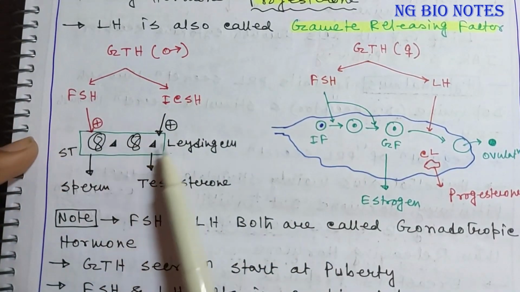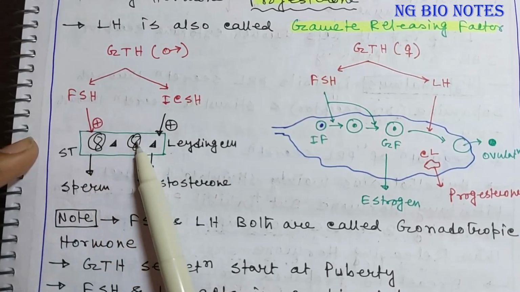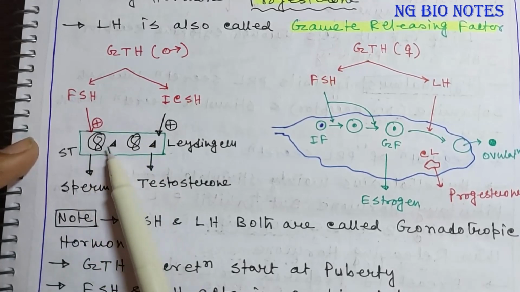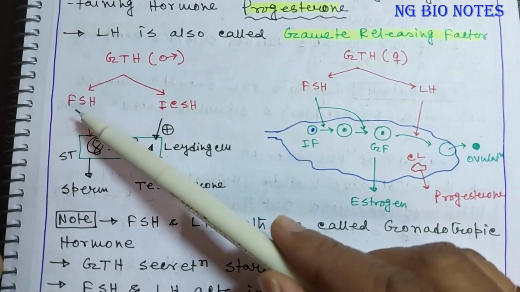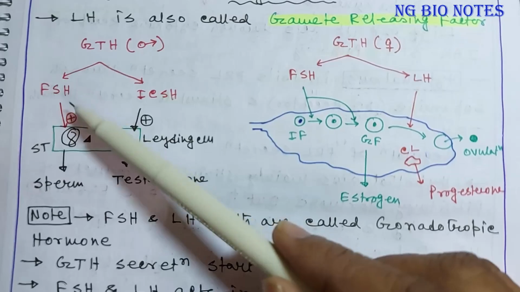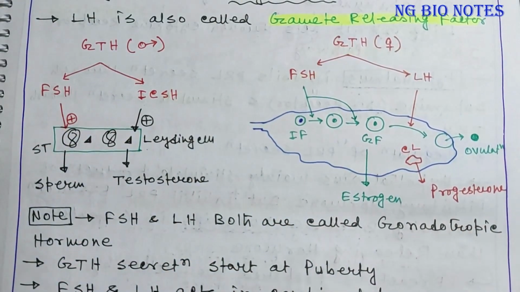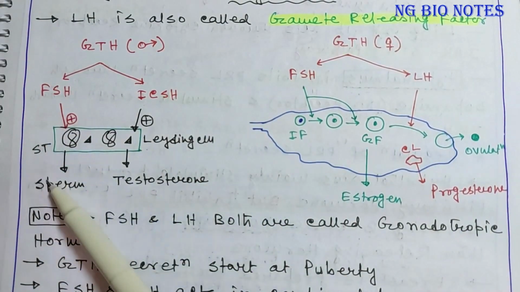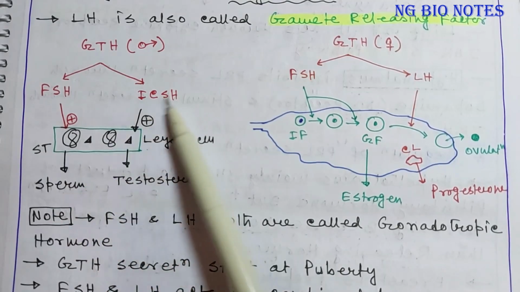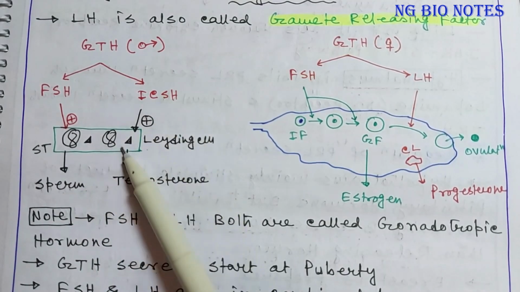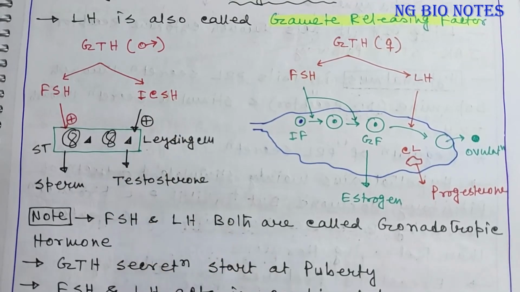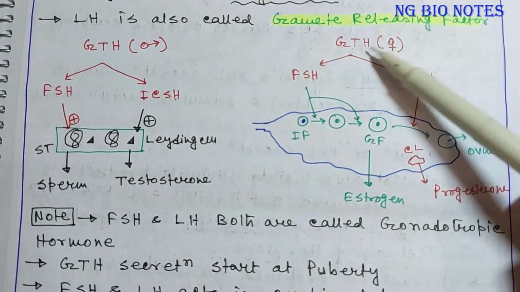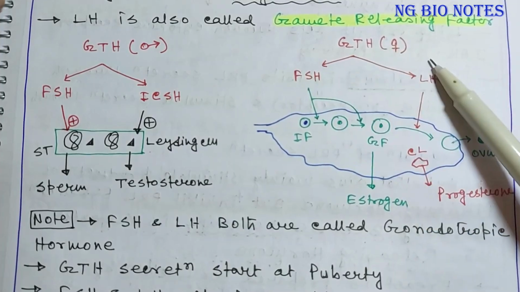So this is the testis, and in the testis there are many seminiferous tubules, and in between these seminiferous tubules the Leydig cells or interstitial cells are present. So FSH acts on the seminiferous tubule and induces the spermatogenesis process. Spermatogenesis is the process by which the male gamete or sperm is produced, right? And interstitial cell stimulating hormone acts on the Leydig cell, and this Leydig cell secretes testosterone hormone, which is the male sex hormone. But in the case of female, the gonadotropic hormone acts on the ovary.